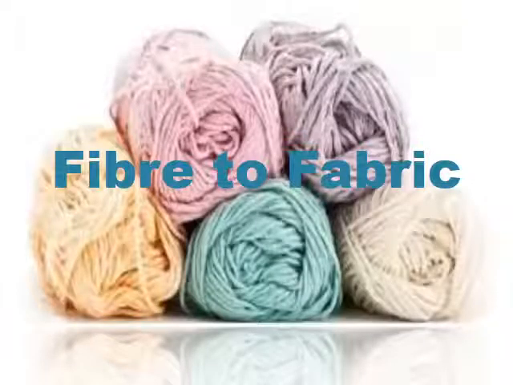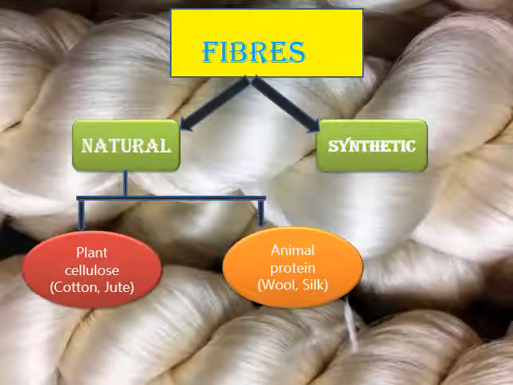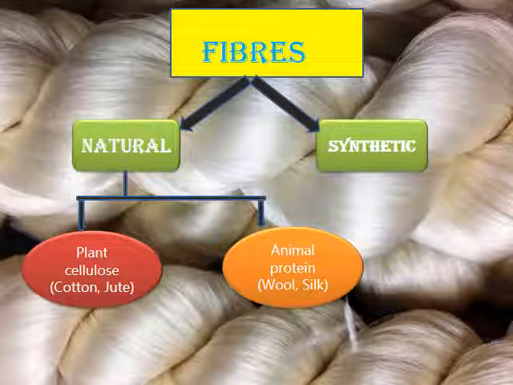Fiber to fabric. Fibers are of two types, natural fibers and synthetic fibers. Natural fibers are again divided into two types: fibers which are obtained from plants, like cotton and jute, and fibers which are obtained from animals, like wool and silk.